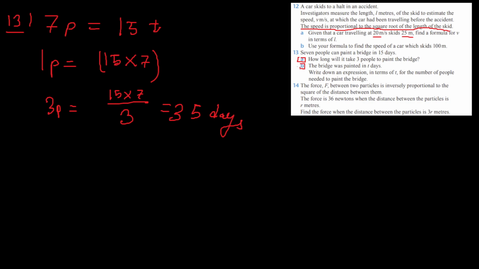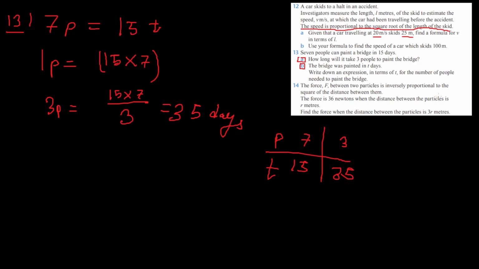And for part B, we can basically set up a table. So X, Y, or we can just do people and time. So we have 2 right here. We have 7 and 15, and we also have 3 and 35. You can take one of these. I'll just take this one since it's smaller. So write down an expression.